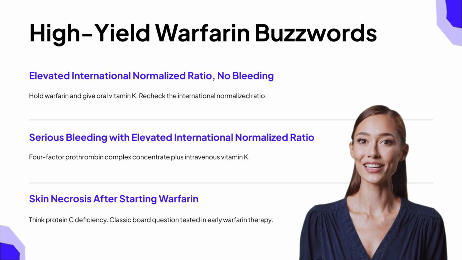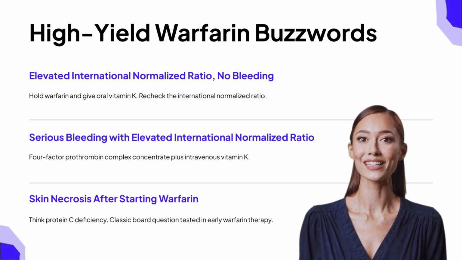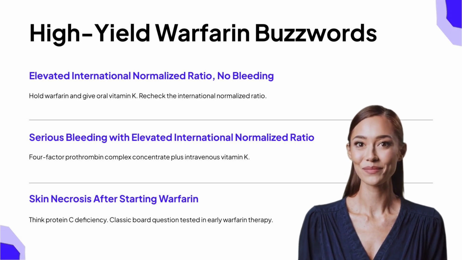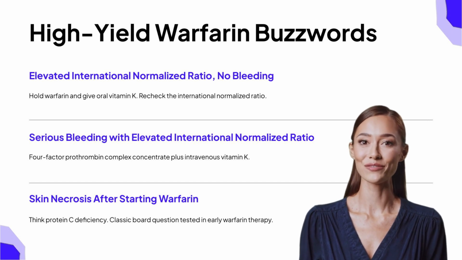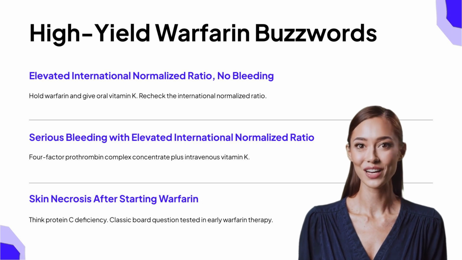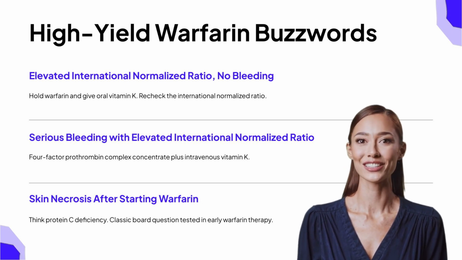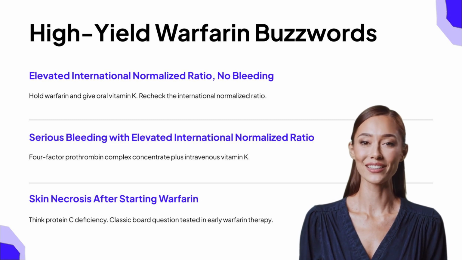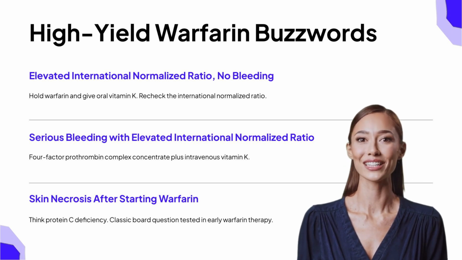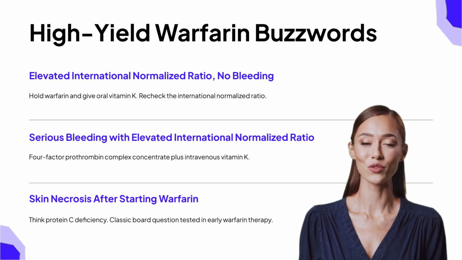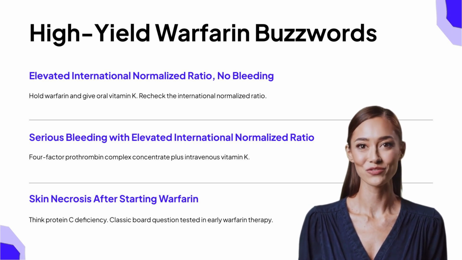When the stem says serious or life-threatening bleeding with an elevated international normalized ratio, the answer is 4-factor Prothrombin Complex Concentrate plus intravenous vitamin K. Fresh frozen plasma is the older answer, but 4-factor Prothrombin Complex Concentrate is now preferred because it works faster and does not require large volume infusions. And when you see skin necrosis in the first few days of starting warfarin, think protein C deficiency. This is a classic board question. These associations are covered in detail in your hematology and pharmacology review materials.